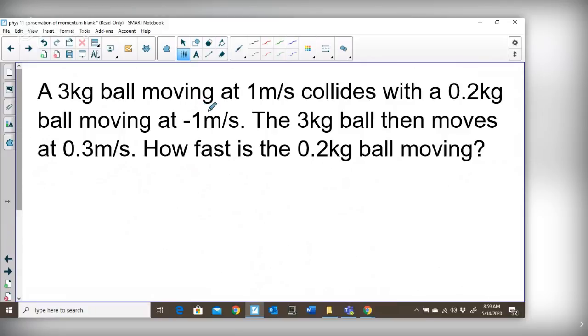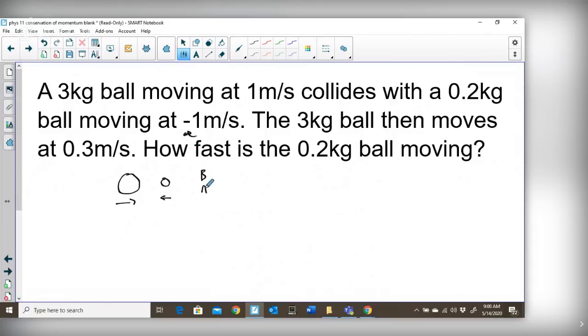Here, a 3-kilogram ball is moving at 1 meter per second, and a 0.2 kilogram ball is moving at negative 1 meter per second. The 3-kilogram ball then moves with a velocity of 0.3 meters per second. How fast is the 0.2 kilogram ball moving? All right, so we have this object and this object, and they're moving past each other. The negative sign, again, tells us direction, so the negative tells us it's moving the opposite direction.